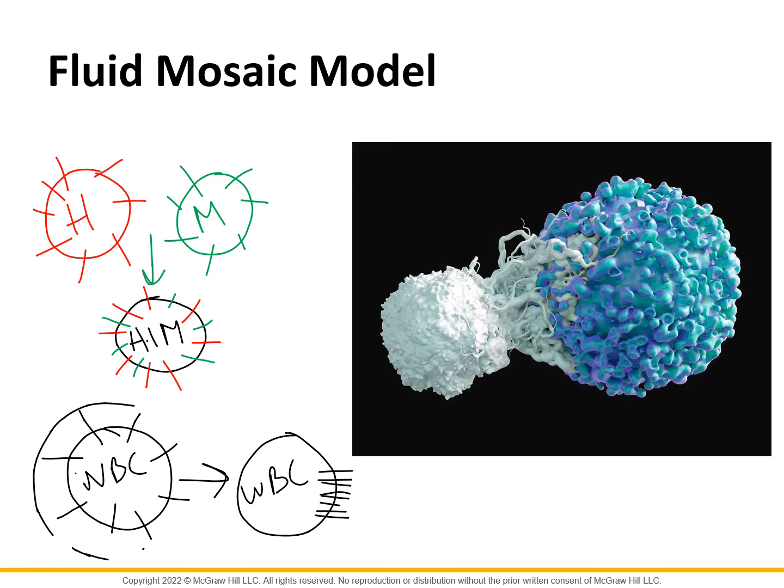And this is an example of a white blood cell. So this would be your white blood cell interacting with a cancer cell. So what it has done is it's taken all of those receptors that are involved in targeting the cancer cell, killing the cancer cell, and it's moved them all to the side to interact with the cancer cell. So the fluid mosaic model is very important in the function of cells because the cells can move the embedded proteins to the areas where they need to be.